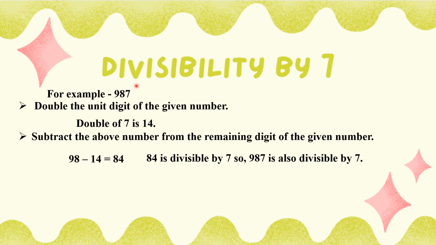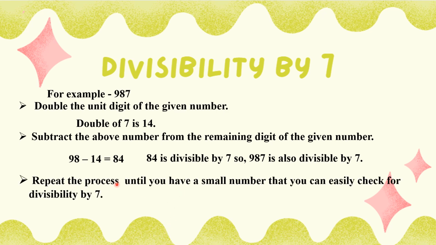Now, here it is a 3-digit number, but if you take a 4-digit number or a 5-digit number, when you subtract the double of the unit digit from the remaining digits, still it will be a big number. Then you have to further repeat the same process. That's why the further rule says to repeat the process until you have a small number that you can easily check for divisibility by 7. In this case, 84 I can easily say is divisible by 7.